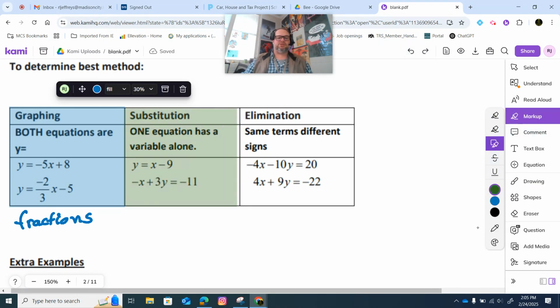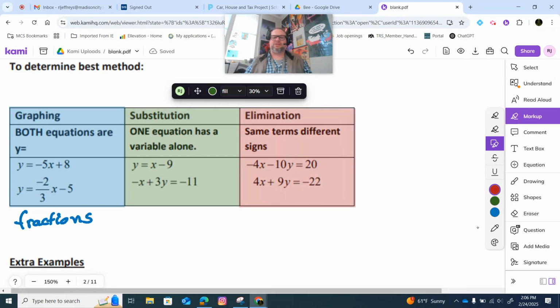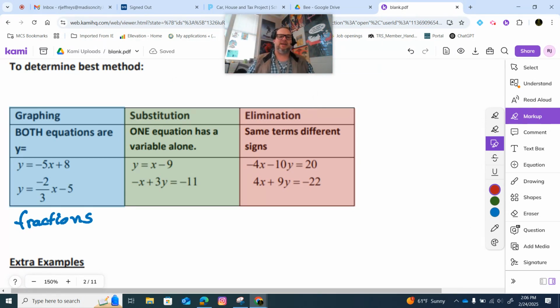Substitution is when one equation has a variable alone, like a y equals or an x equals. We'll see instances where we could probably easily get one of these variables by itself. You can change that, that's not a problem. And then elimination is when we have the same terms, different signs. This is what we talked about on Friday.